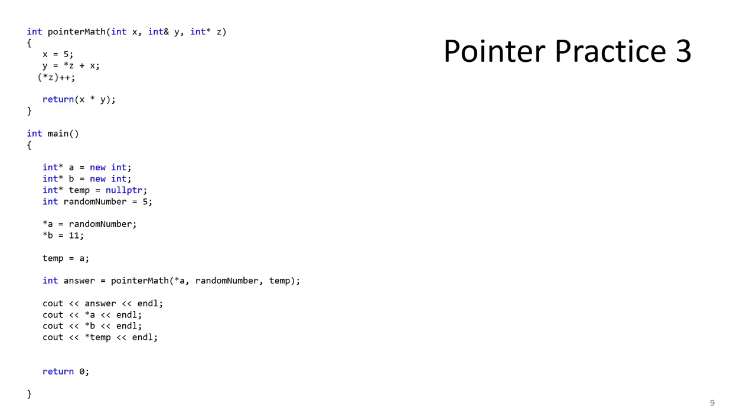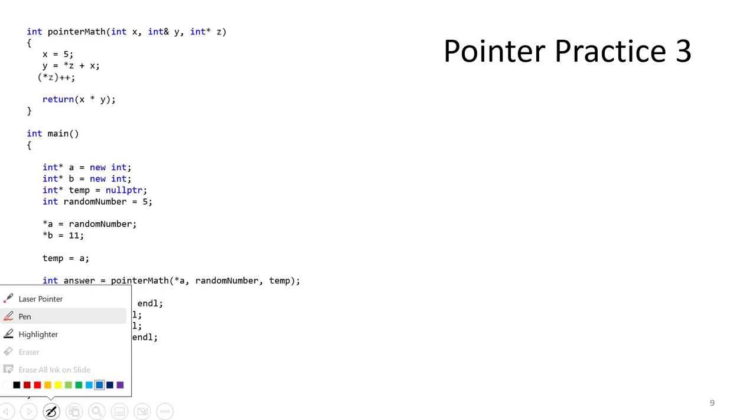Alright, so let's now try a slightly more challenging question. In this pointer practice question 3, you see it's a little bit more challenging because we now have a main function and we have a second function named pointer math. But notice that we will start running our program from the main function. The pointer math function will not execute until it is called in the main function. So there's one thing to be careful of when you're approaching pointer questions that have multiple functions.